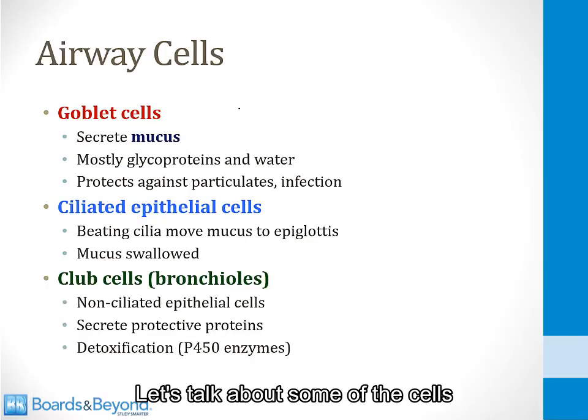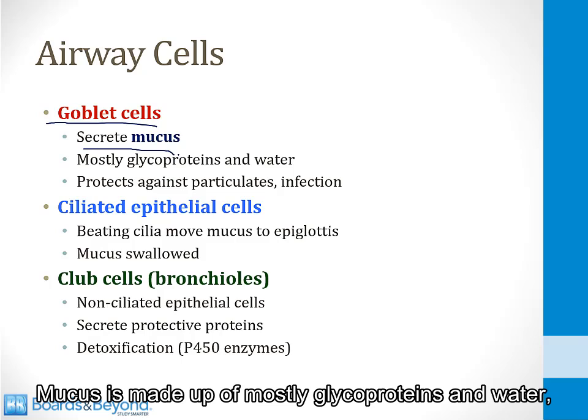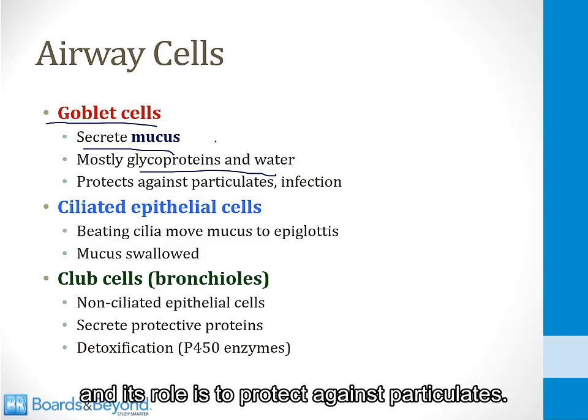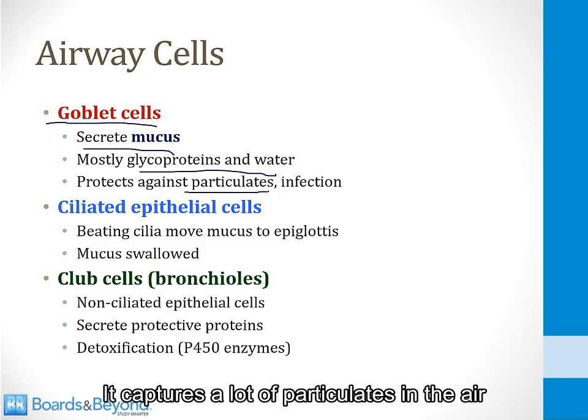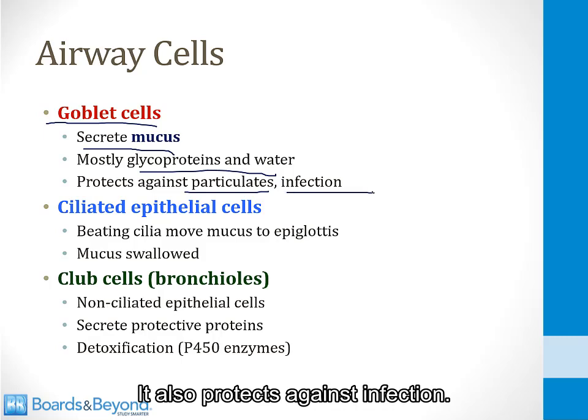Let's talk about some of the cells you can find in the respiratory tract. Goblet cells are cells that secrete mucus. Mucus is made up of mostly glycoproteins and water. As you may know, if you've ever blown your nose, it's very sticky. And its role is to protect against particulates. It captures a lot of particulates in the air and does not allow them to travel down to the alveoli. It also protects against infection.